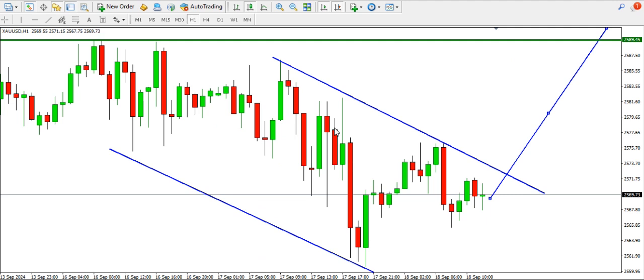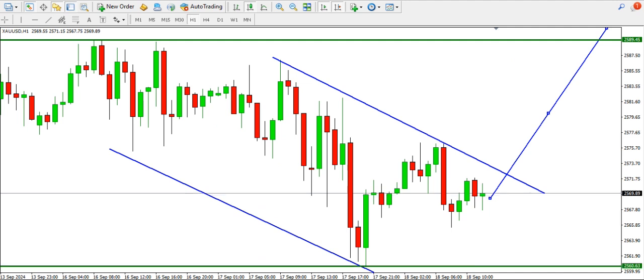But for now, price is ranging. There seems to be a balance. We have our range top at 2589 and the range bottom at 2560. So we might expect price to continue to range until we see a breakout to the top or a breakout towards the bottom.